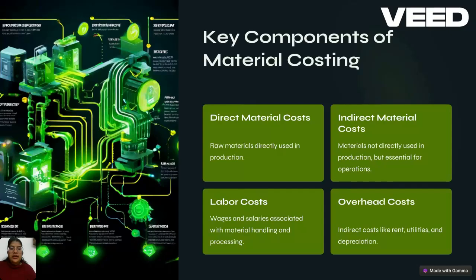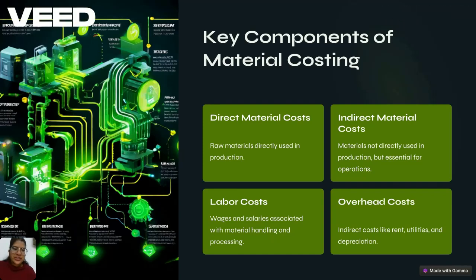Now, what are the key components of material cost? There are different types of material also: direct materials and indirect materials. Material costs also involve labor and overhead costs, but I'm not going to consider this.